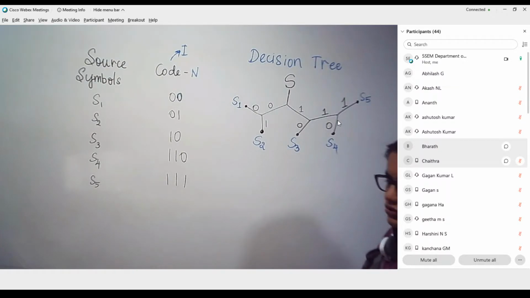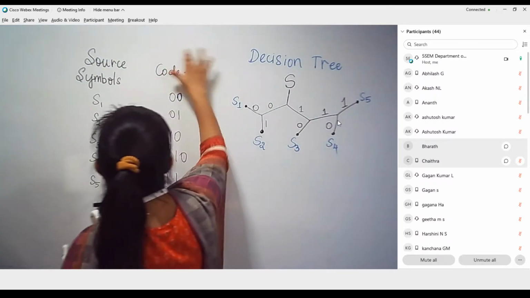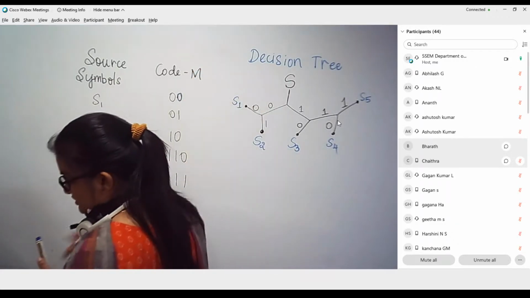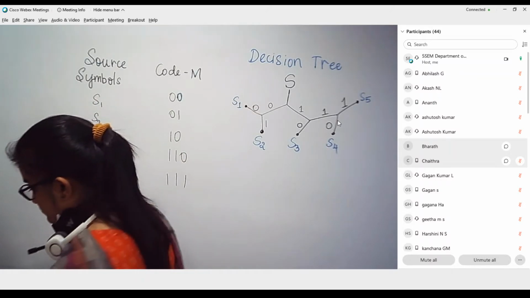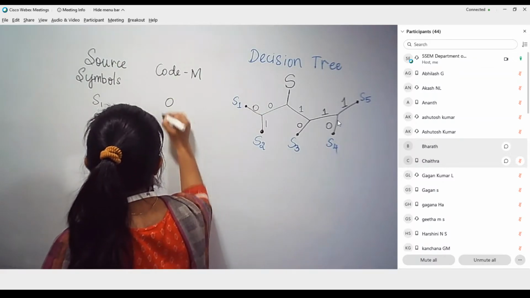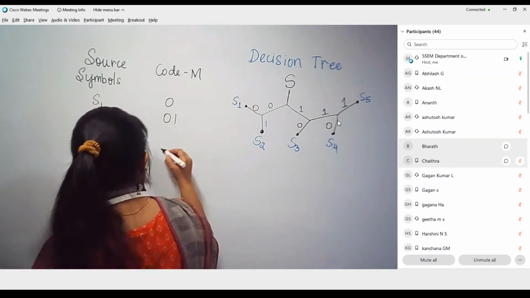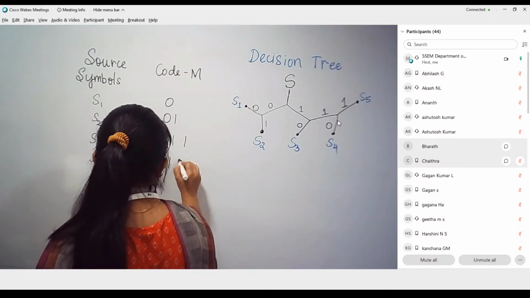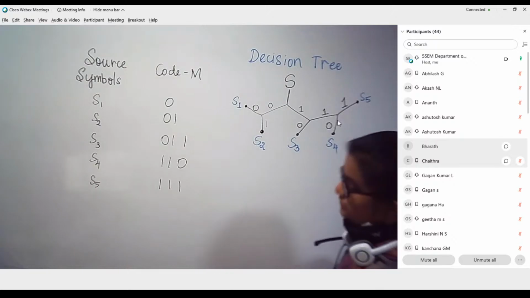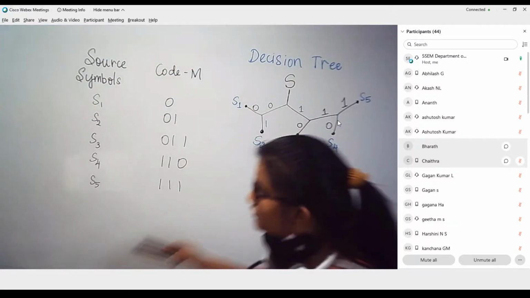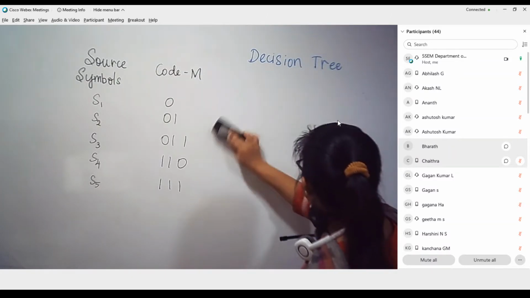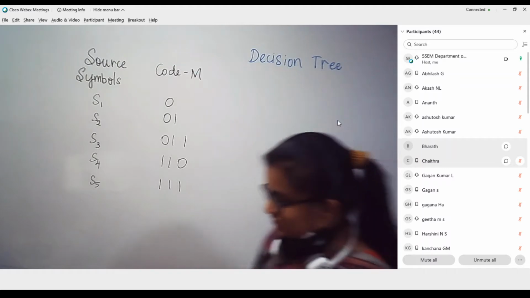We will go to the next code. By then I will write it over here. I am writing code M now. Copy this decision tree by then. Code M goes something like this: 0 0 1, 0 1 1, 1 1 0, 1 1 1. Ready? Shall we write the decision tree for M? So, I hope you have noted this down. We will go to the decision tree of M.